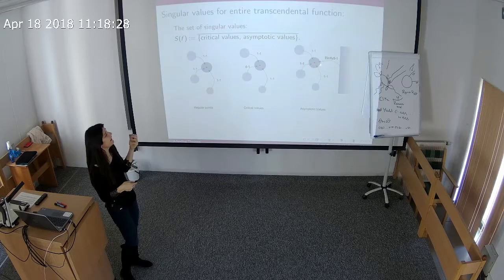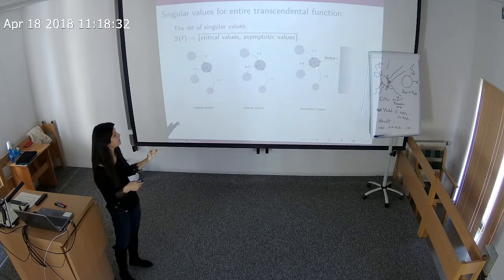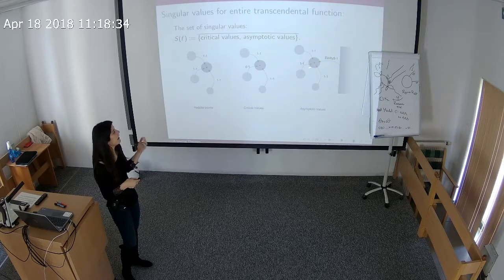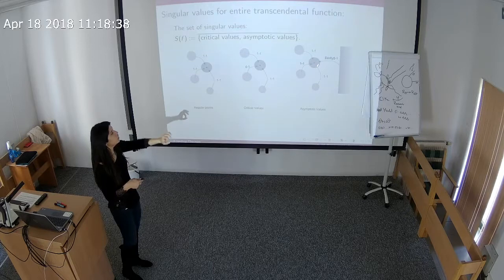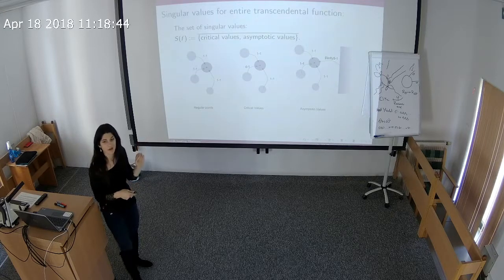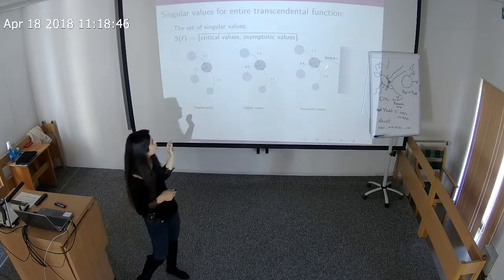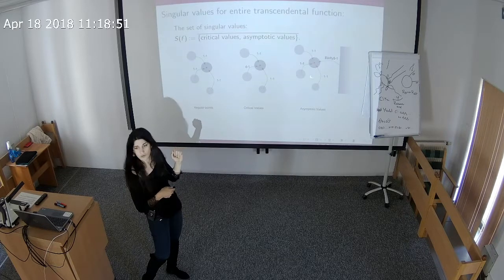And there is another special type of singular value which appears for transcendental functions. These are called asymptotic values. It means that no matter how small a neighborhood you take, you always have one of the preimages of this simply connected neighborhood which is an unbounded set. If you want, you can morally think about there being a critical point at infinity, which is mapping to your asymptotic value.